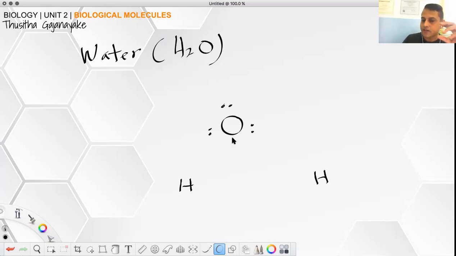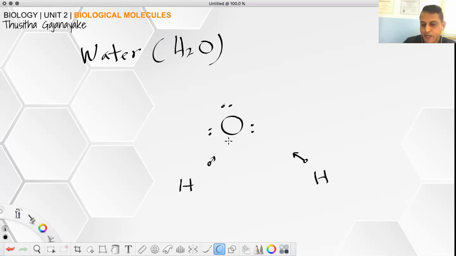If 8 electrons are allocated on the last shell, they are very stable. So the oxygen atom is trying to get electrons to become stable. The easiest way is this electron from hydrogen, trying to attract it in this direction. This electron from hydrogen, trying to attract it in this direction.